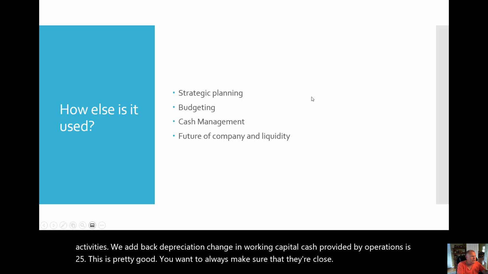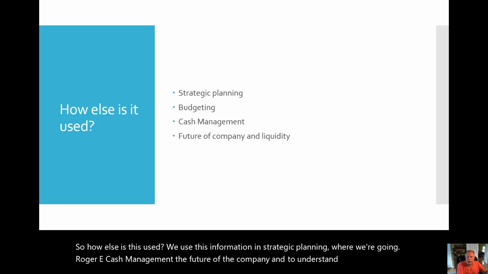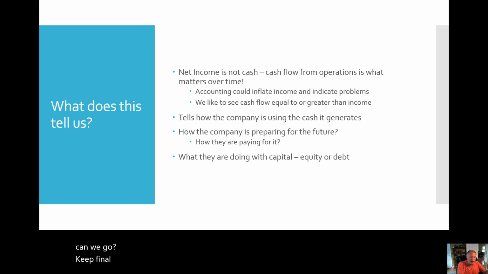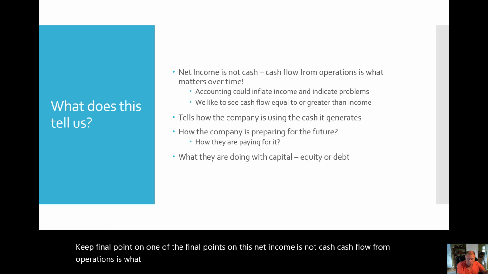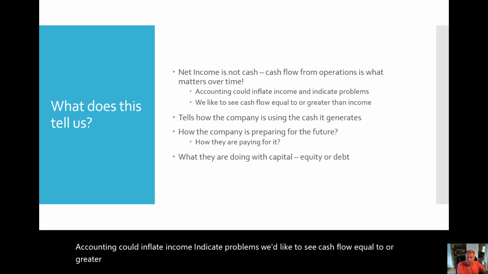So how else is this used? We use this information in strategic planning, where we're going, budgeting, cash management, the future of the company, and to understand our liquidity. One of the final points on this: net income is not cash. Cash flow from operations is what matters over time. Accounting could inflate income and indicate problems. We'd like to see cash flow equal to or greater than income over time.